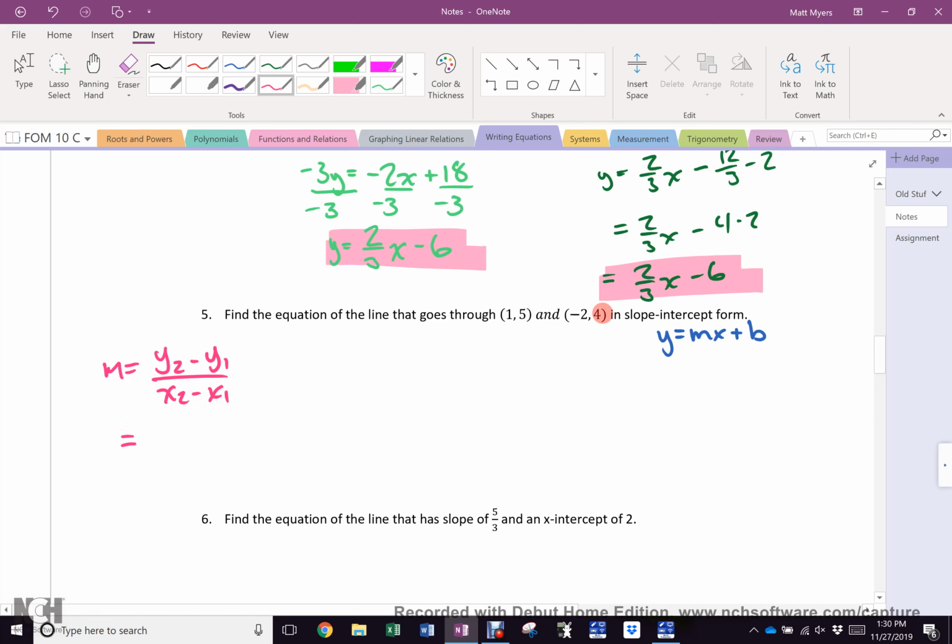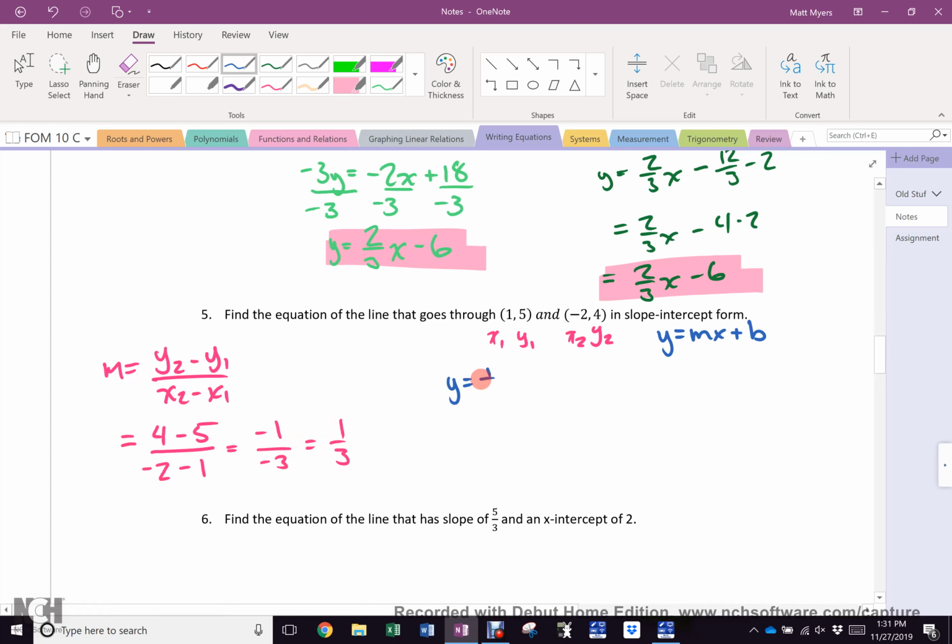Which of these is y2? Does it matter? Who decides? So somebody decide. You're going to make that one y2. So what does that make that one? No, that one. x2. What does that make that one? y1. What does that make that one? And then you just fill it in. 4 minus 5 over negative 2 minus 1. 4 minus 5 is negative 1. Negative 2 minus 1 is negative 3. 2 negatives is 1/3. Now I know m.